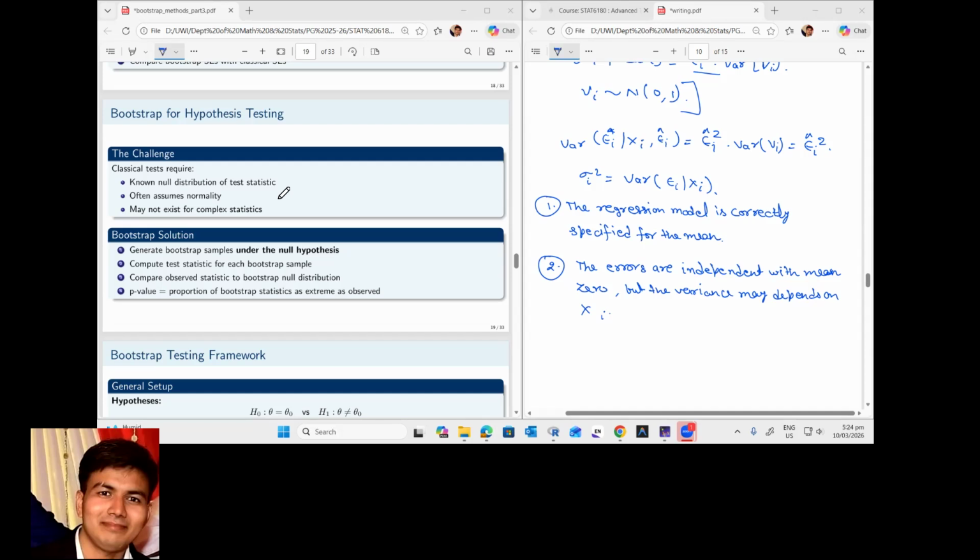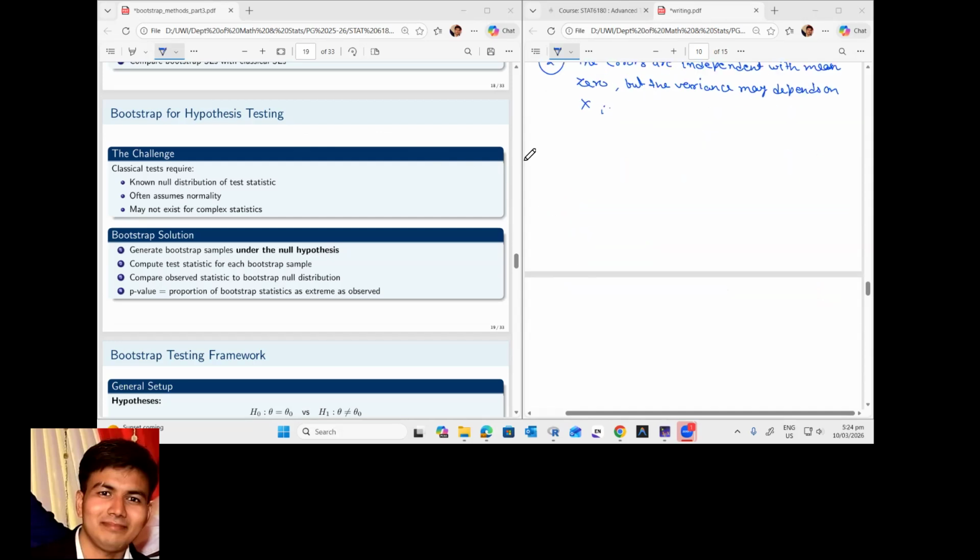In the classical test, we require the null distribution of the test statistic, often assuming normality, which may not exist for complex statistics. So whatever test statistics you have used till now, what are they? We used the t-test, z-test, paired t-test, two-sample t-test, two-sample z-test, chi-square test, and F-test.